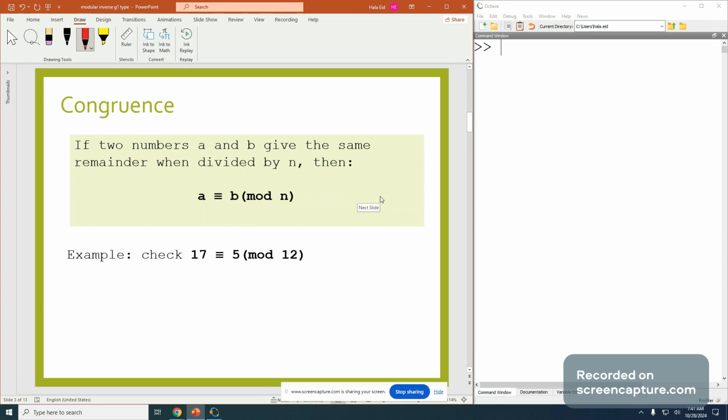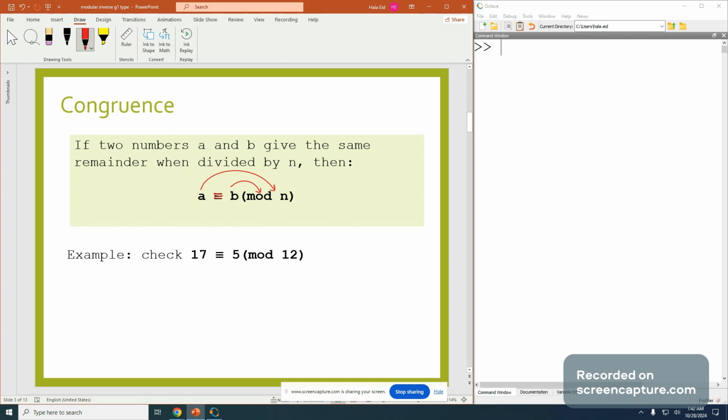Congruence. This is a new term, and it's a very easy term. What does congruence mean? If I say that A and B are congruent, using this symbol, which is like an equal sign with one more line, this means that A mod N is the same as B mod N. It means if I take A and divide it by N, I would get the same remainder as if I take B and divide it by N. Both of them have the same remainder if I divide them by N. So we say A and B are congruent mod N.